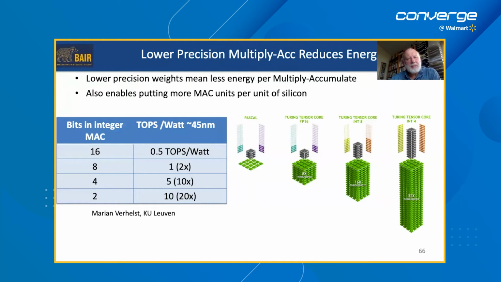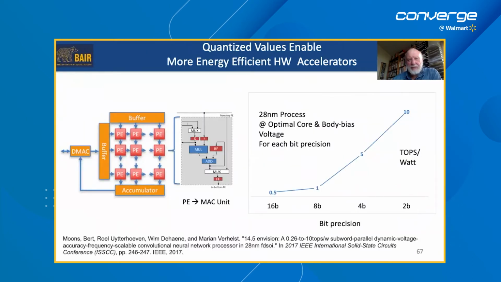Lower precision multiply accumulates reduce the energy, and so what I have here are data from Marian Verhulst, in which she gives on the left the various bits in an integer MAC and the corresponding TOPS per watt improvements, as much as, say, a factor of 10 to 20. This is presuming that you can appropriately size the MAC units for the new bit precision value. And this is essentially another way of looking at the same data, but from a later paper, a 28 nanometer process with the TOPS per watt improving from 5 to 10.